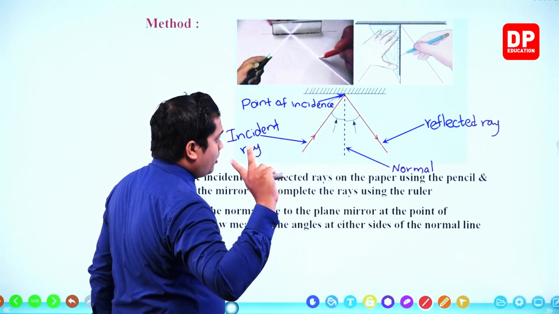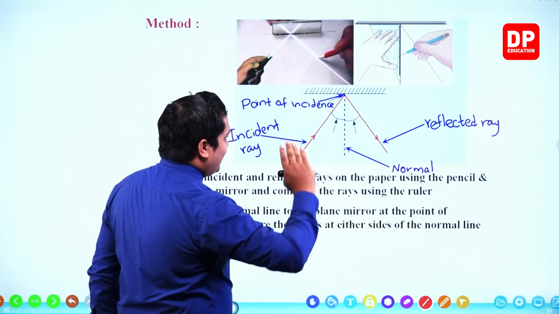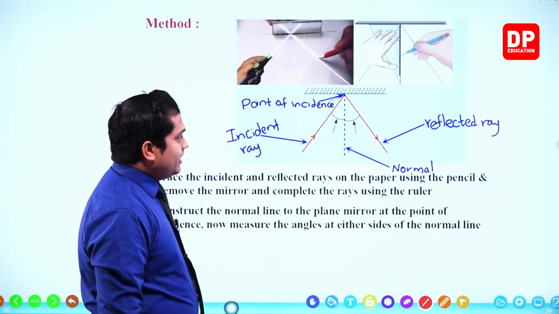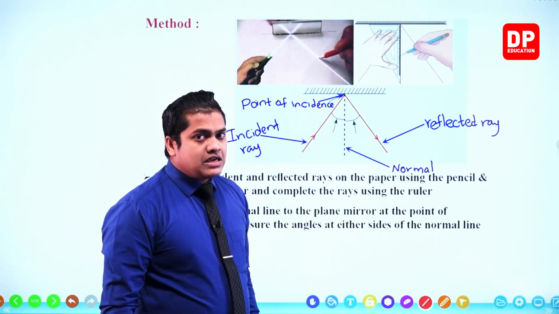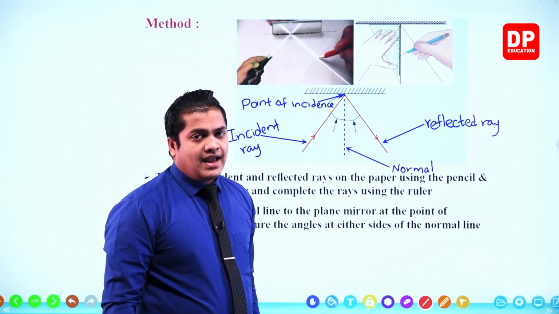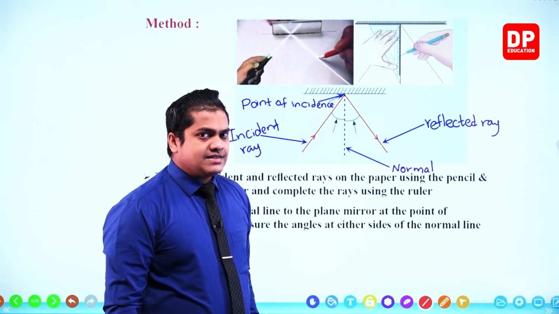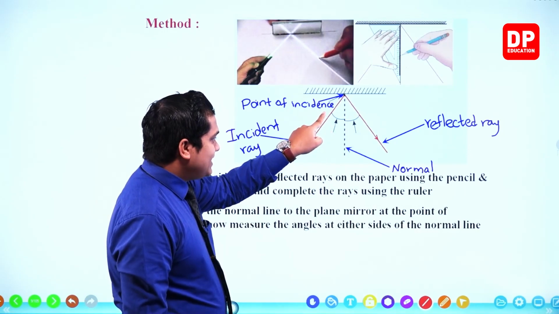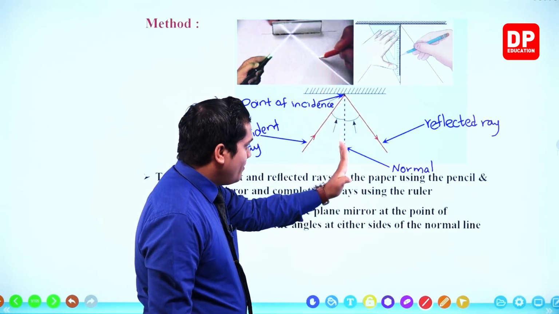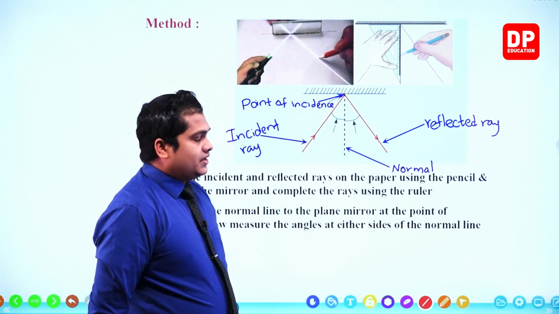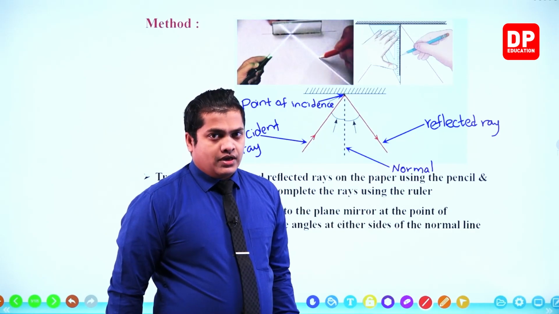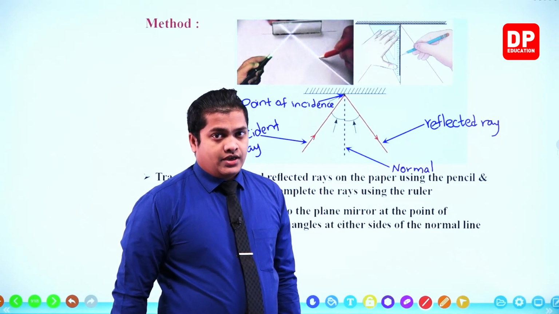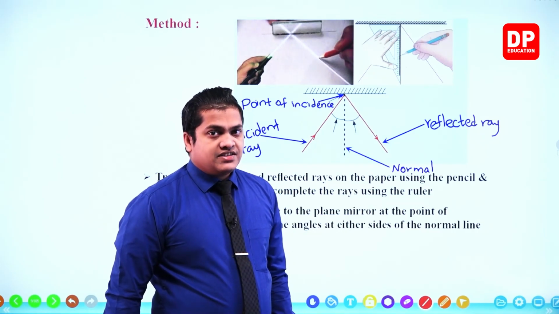Then, my dear children, you can observe two different angles on either side of the normal. The first angle, which is over here, is referred to as the angle of incidence, or the incident angle. Why is it called the angle of incidence? Because this angle is located between the normal and the incident ray. The angle between the normal and the incident ray is referred to as the angle of incidence.